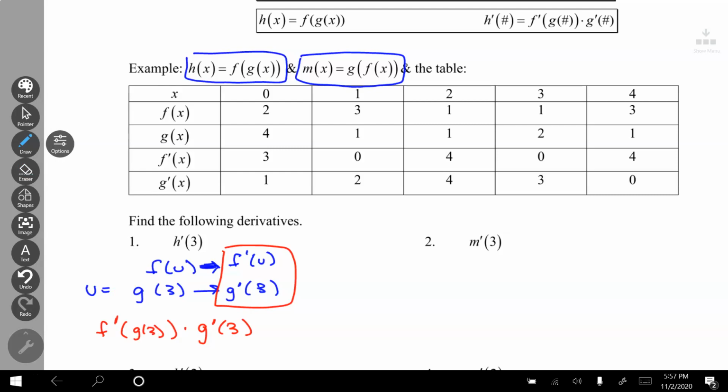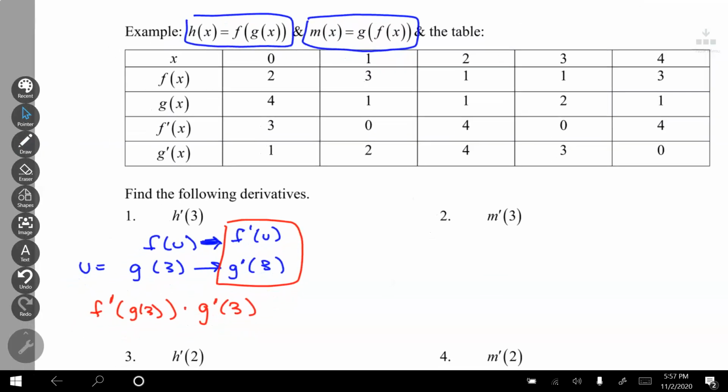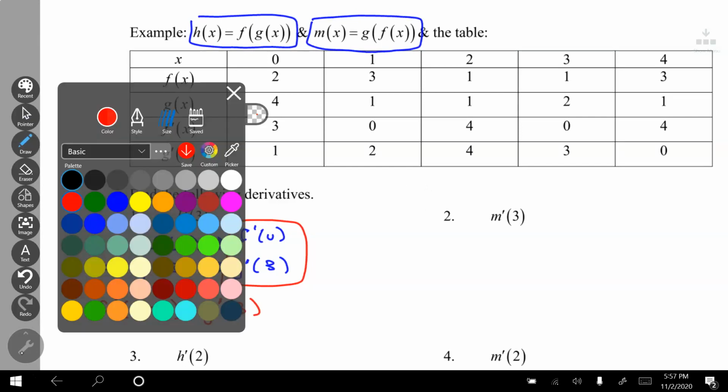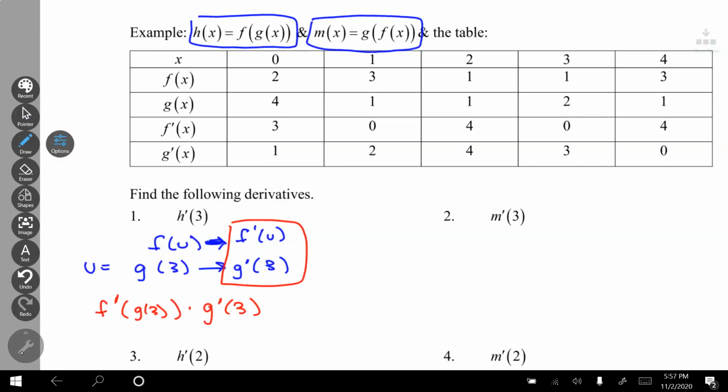So if I do this in pieces, I'll move it up just a little bit. Well, g of 3, I go to 3, I find g, and that answer is 2. And I do f prime of 2 times g prime of 3. I go to 2, I go to f prime, and that answer is 4, times I go to 3, I go to g prime of 3, and that is 3. My final result is 12. So h prime of 3 is equal to 12.